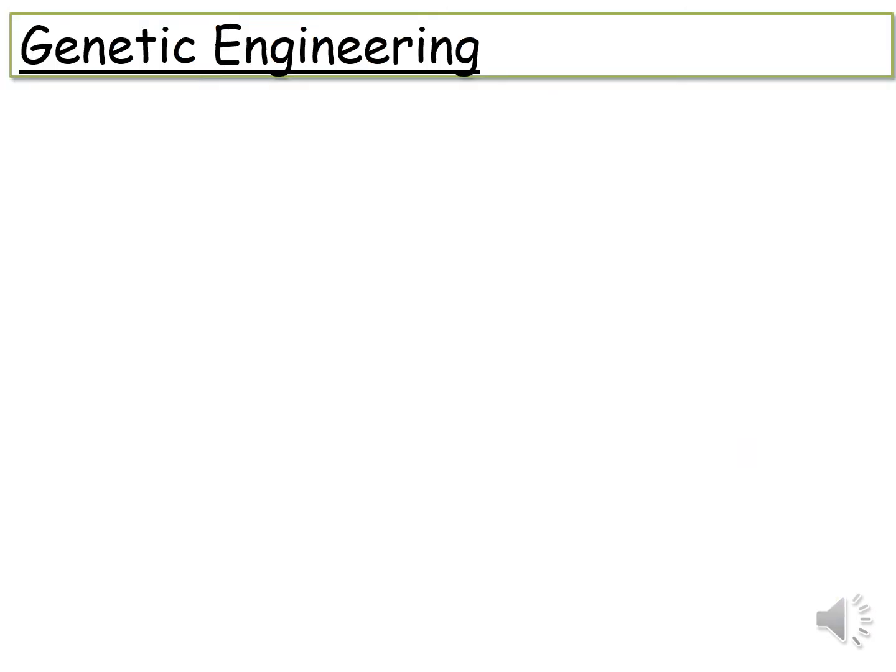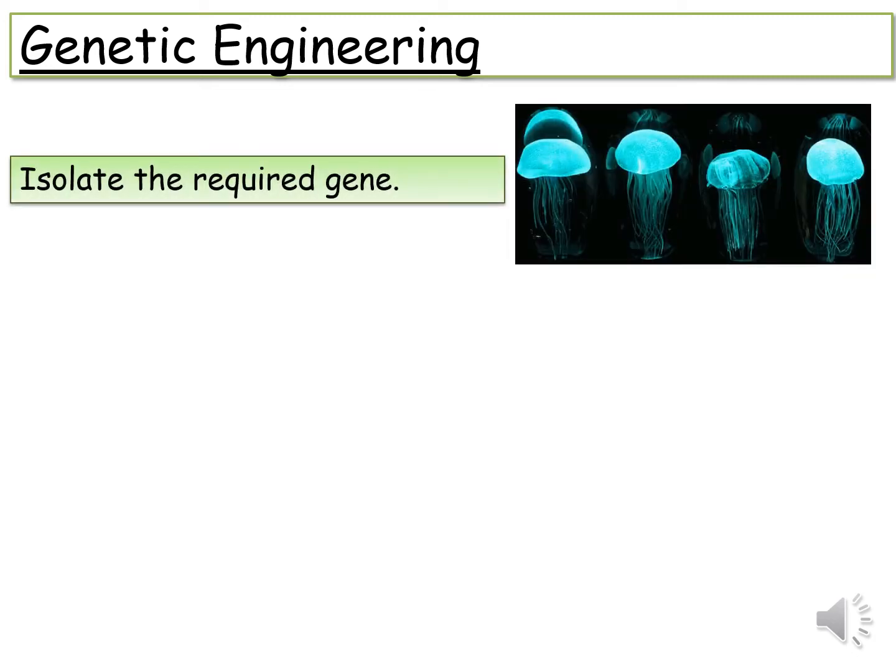For your exam, you will be required to know the process for genetic engineering. Now this is normally an extended question, therefore the process is as follows. First of all, you would isolate the required gene. In this case, we will isolate the glow-in-the-dark gene from the jellyfish.